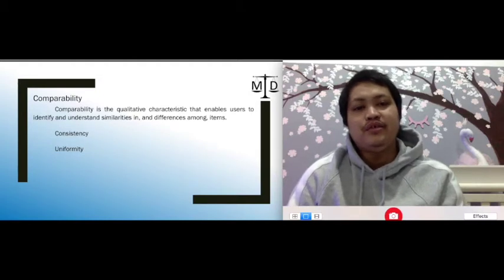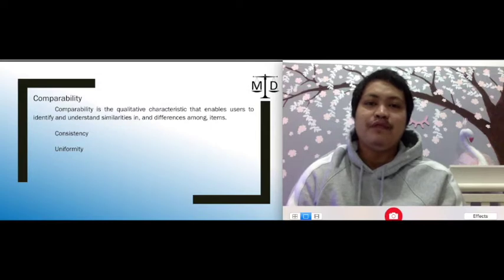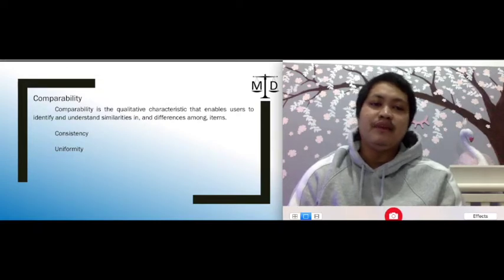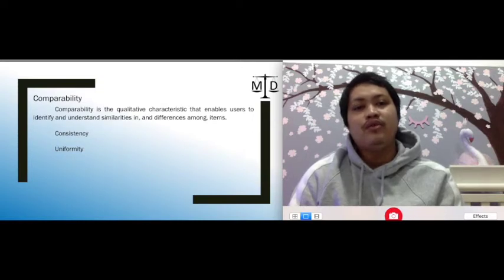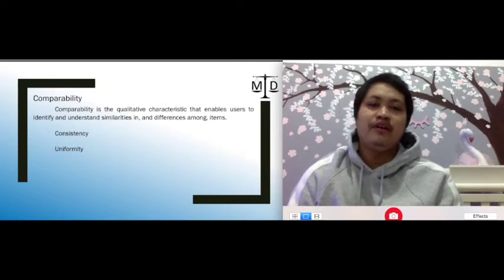If entities use the same procedure, method, and policies, then it would be very easy for financial statement users to compare such entities. If an entity uses the same policies, methods, and procedures year in and year out, it would also be equally easier for our financial statement users to compare information for the current year with the previous periods.